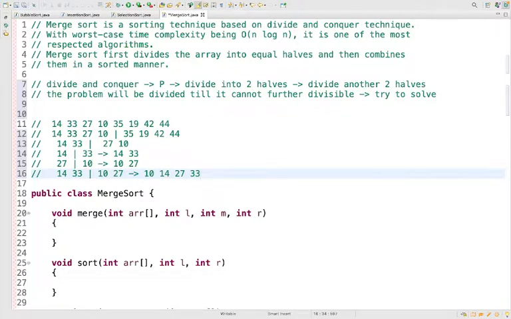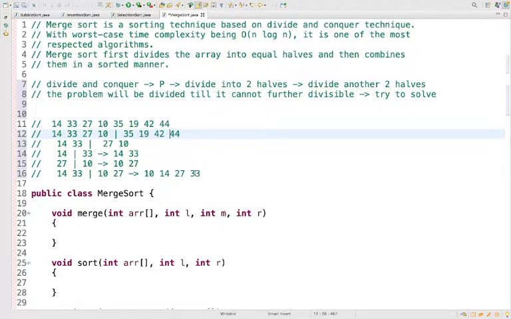Then you can see the same thing for the right-hand side as well, till the time you sort the whole array. Merge sort is considered one of the faster algorithms. It is a very respected algorithm. Many people and many organizations use this algorithm a lot in technical work.